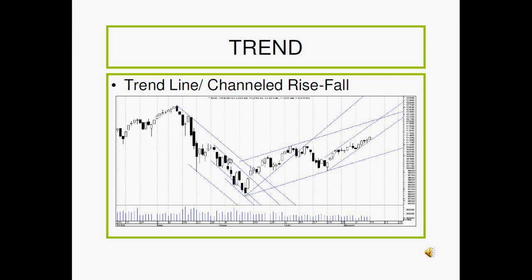Now, drawing channels and trend lines comes with practice, because many people draw various kinds of trend lines, taking any points for that matter, which one can feel comfortable with or see visibly on the chart.